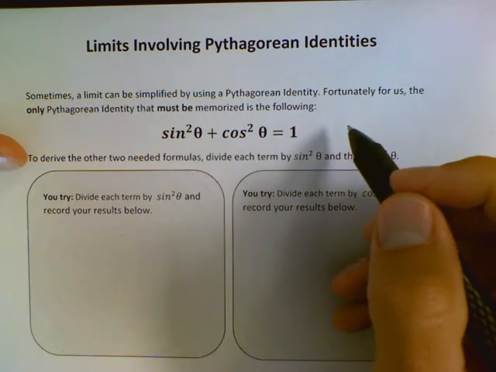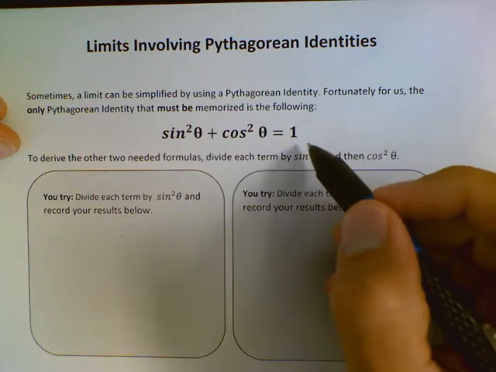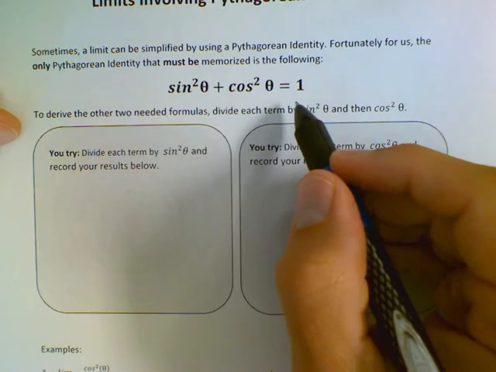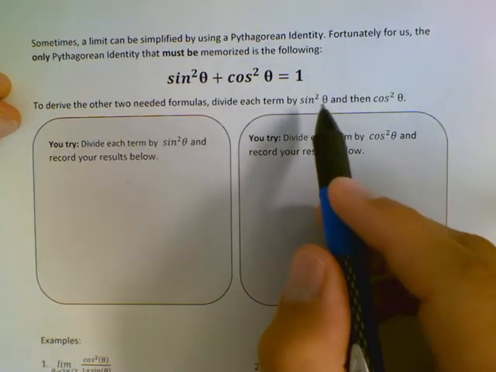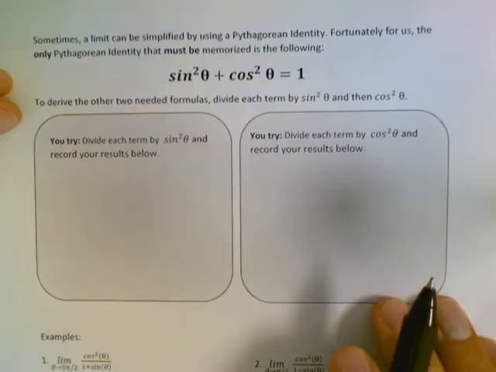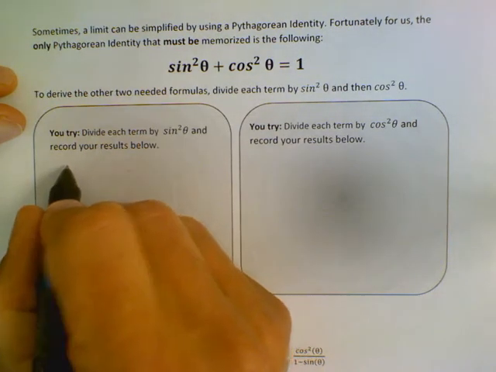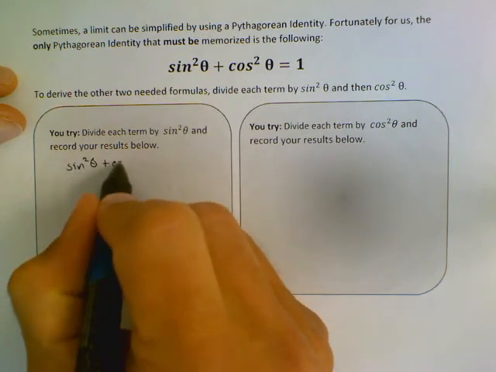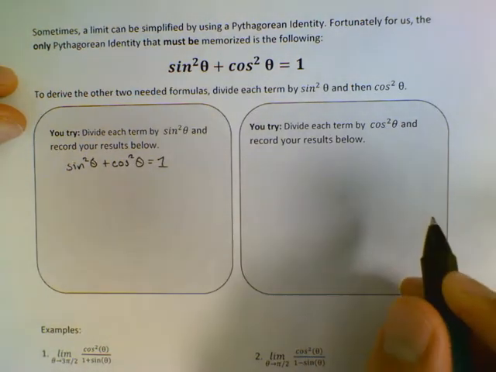Fortunately for us, the only Pythagorean identity that must be memorized is sine squared theta plus cosine squared theta equals 1. So to derive the other two needed formulas, divide by sine squared theta and get the result, and then divide by cosine squared theta and get its result. Now, you won't always need these other two theorems, but if you have this one theorem, you can find the other two just in case you need it in any other problem.